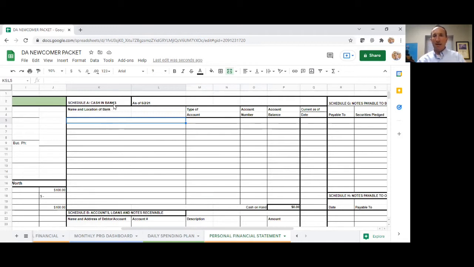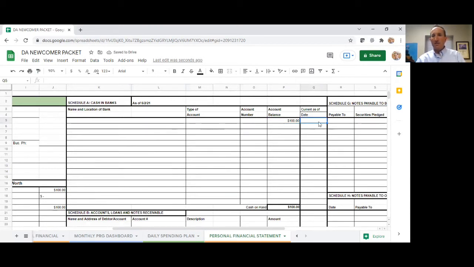I know it says cash in banks, but that's really just any place that you have liquid cash that goes here. And I like to list the name of the bank, the type of account. Is it a savings? Is it a checking? Is it a telco? Whatever it is listed there, the account number, that's always nice. The account balance. So if you have $100 in that as cash, hit enter and it lists there.